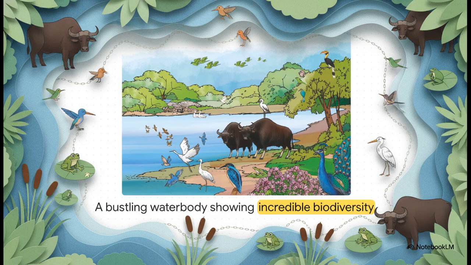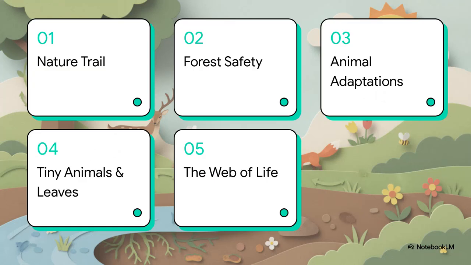In this explainer, we're going to explore the unique features of these living things, figure out how they adapt to their environments, and see exactly how they form a really delicate, interconnected community right around us. So here's our trail map for today. First, we'll talk about exploring the trail itself, followed quickly by some essential forest safety rules. Then we'll look at some amazing animal adaptations, zoom way in on tiny animals and leaves, and finally, we'll bring the whole shebang together by looking at the web of life.